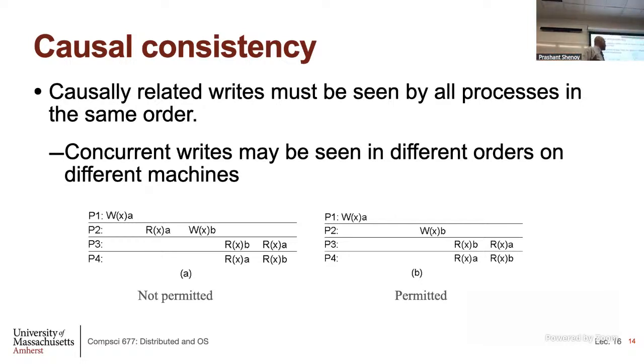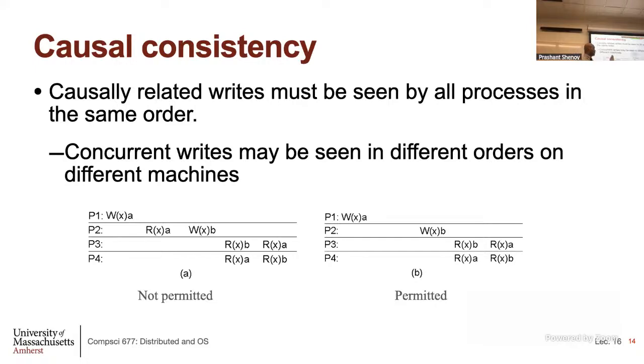So here is an example that I already showed you. You have two writes that are causally ordered because there's a read between them. This read is seeing what that write wrote and then doing another write. So these two writes get causally ordered, and you have to respect that ordering. If you're causally consistent, you should always see A followed by B. Here you don't. You see B, A, and A, B. So this is not permitted as per causal consistency.